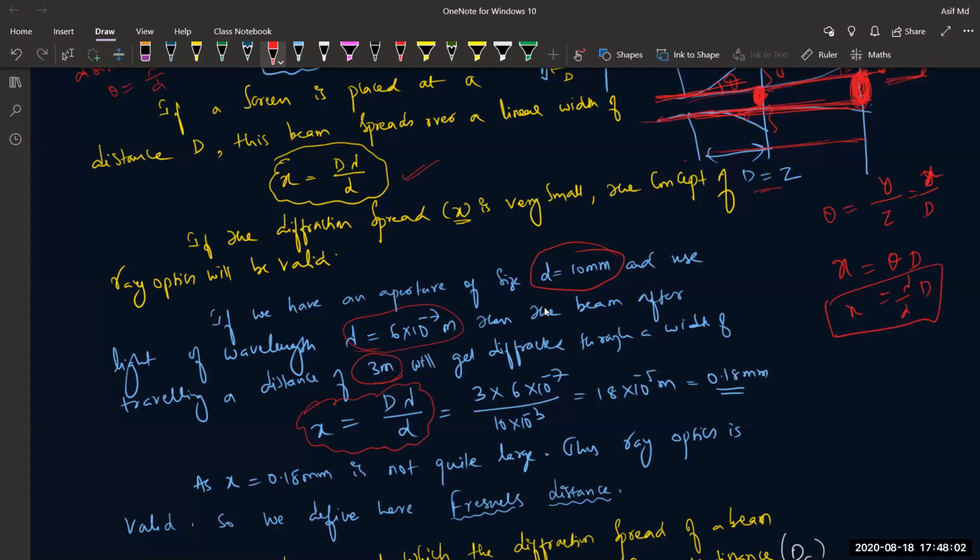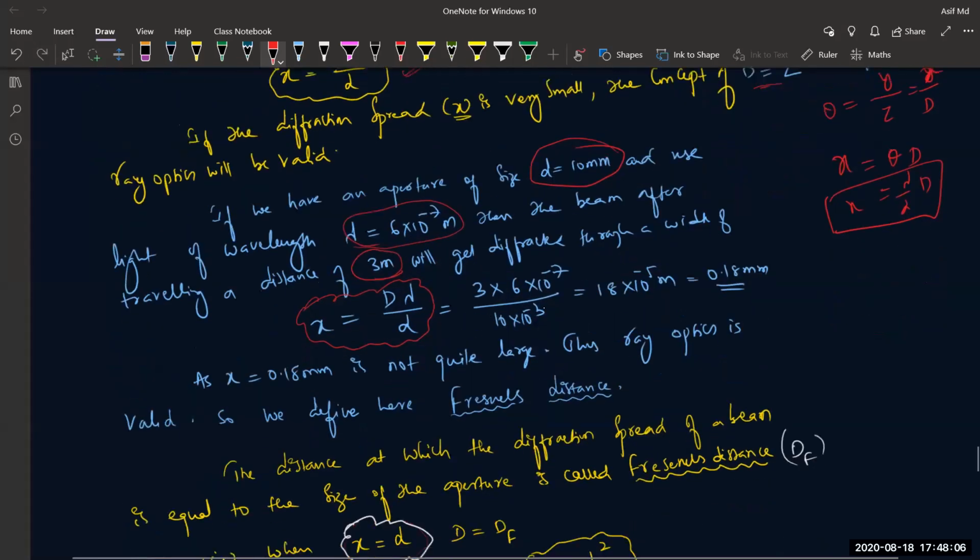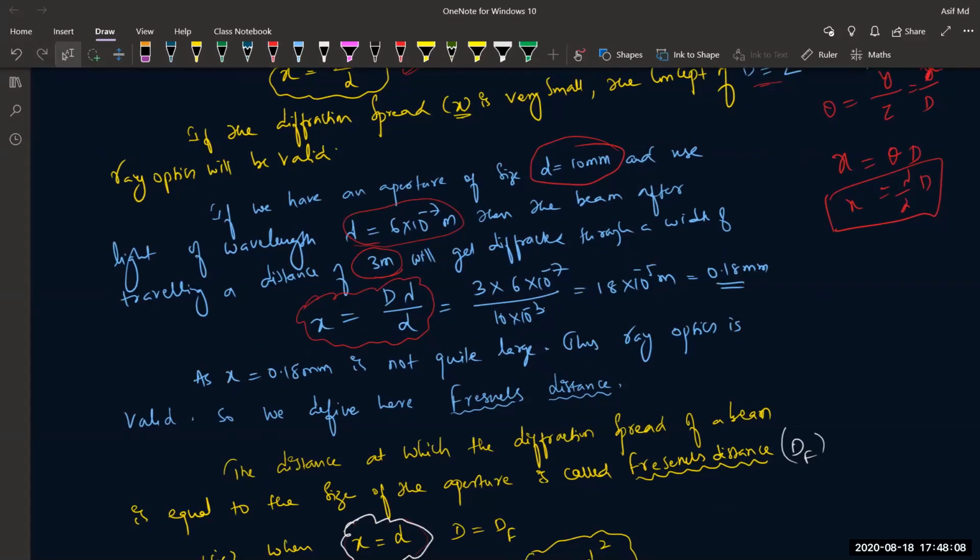0.18 mm, and see how small it is. Very, very small. So as x equal to 0.18 mm is not quite large, ray optics is almost said to be valid. So we define here the Fresnel distance: if the distance between the screen and the slit is such that the light is not bending much, then that distance is called the Fresnel distance.